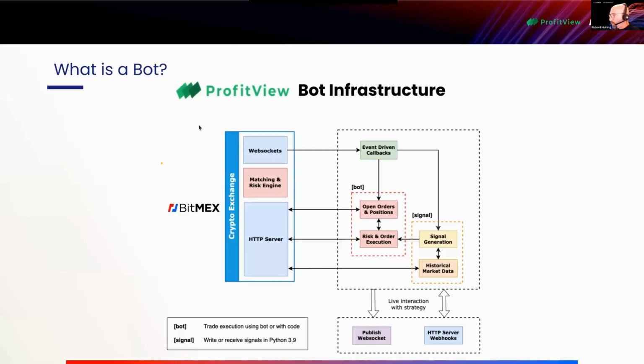So with ProfitView, we provide an infrastructure. And as I was saying before, coming from traditional finance in big financial institutions, the way that it's done in these places is using what's called an event-driven architecture. And what that means is that events that occur outside the system in the real world are sent to the system in real time.